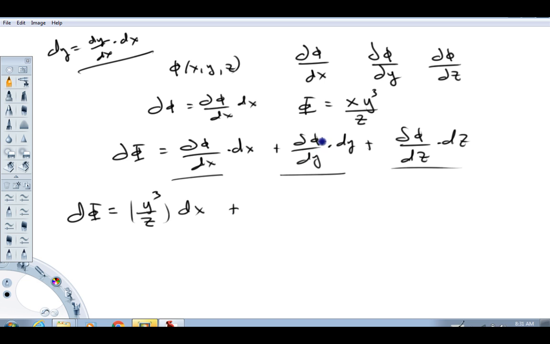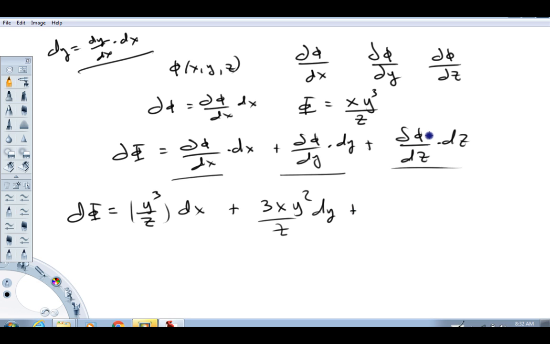Next term, differentiate with respect to y. So we're going to treat these two constant. This thing's derivative with respect to y would be 3y squared. So we're going to have 3y squared over z dy. Oops, I forgot the x. 3xy squared over z dy there. This term right here is the derivative of this expression with respect to y.